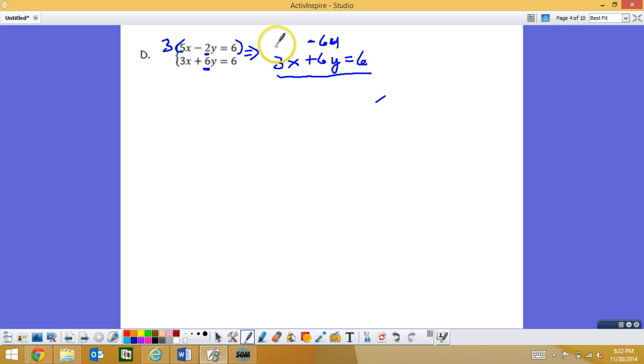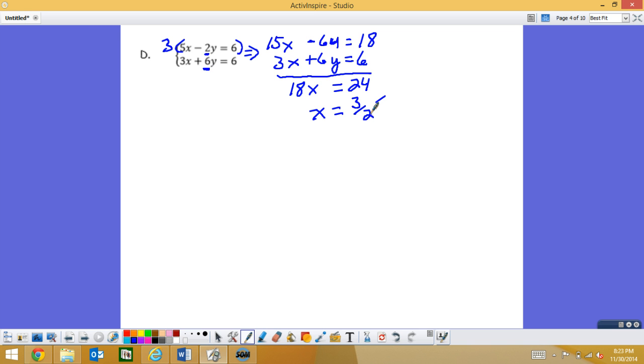So 3 times 5x is 15x, minus 6y equals 18. So now when adding these two equations together, I get 18x is equal to 24. And when I divide both sides by 18, I get 3 halves. 24 over 18 reduces to 3 halves.